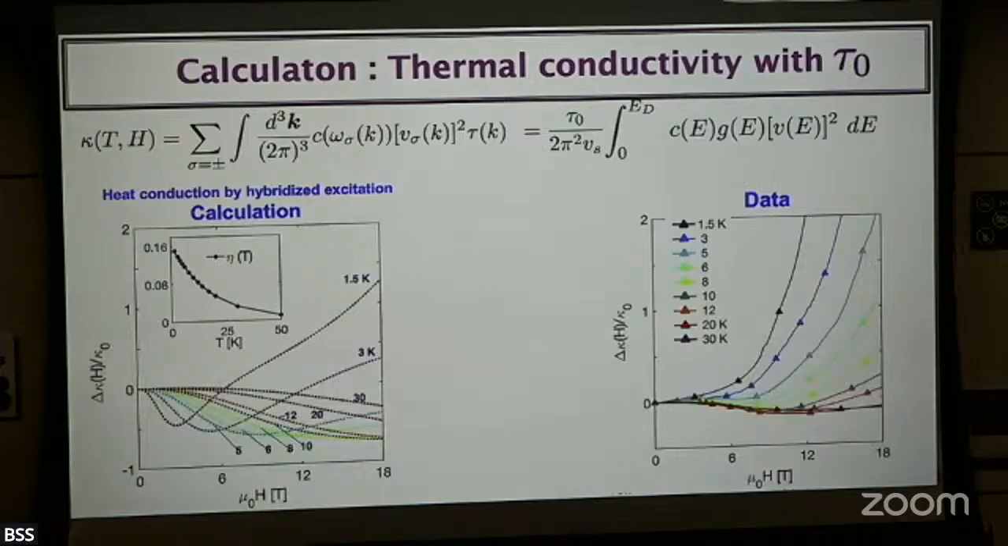And what we find is that this is pretty much recovered as a function of temperature. The minimum is moving out, and this non-monotonic behavior can be universal to any paramagnetic state under the field.